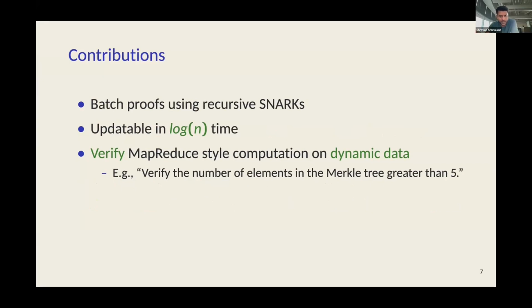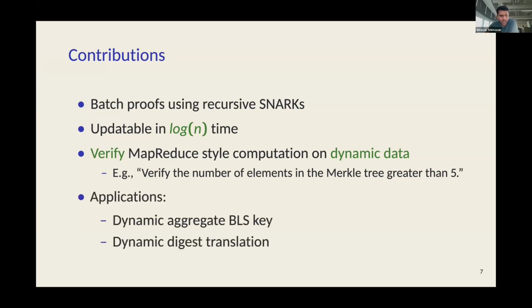the Merkle tree. And we generalize this idea to do something called verifiable MapReduce style computation, even when the data changes. Say that you have a bunch of leaves, and you want to have some sort of predicate applied on top of these leaves. Then using our approach, you can compute a simple SNARK proof, which can essentially attest to the predicate that was applied over these leaves.